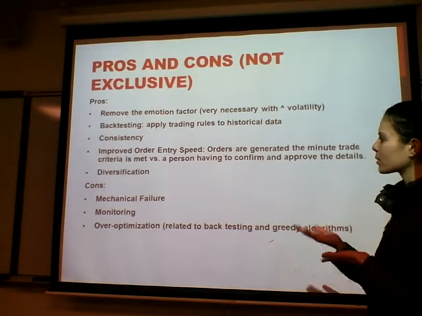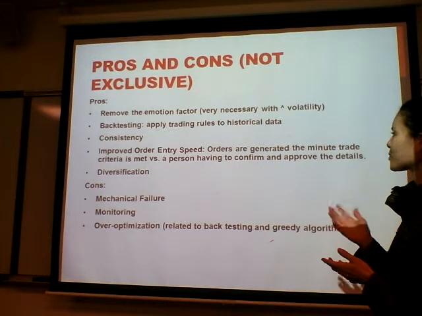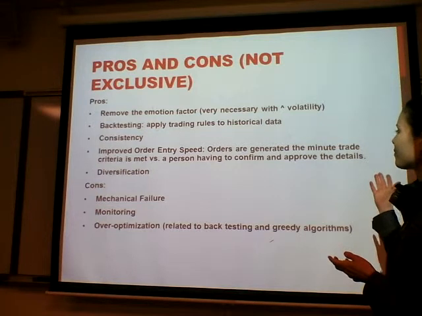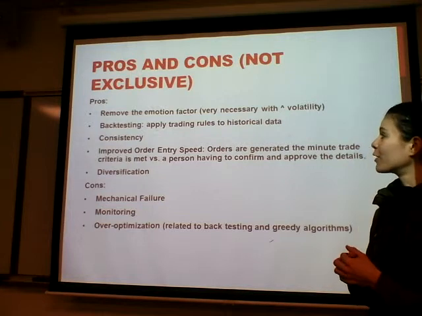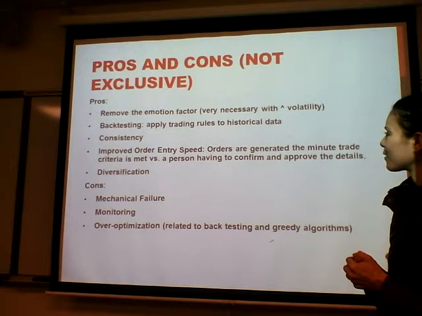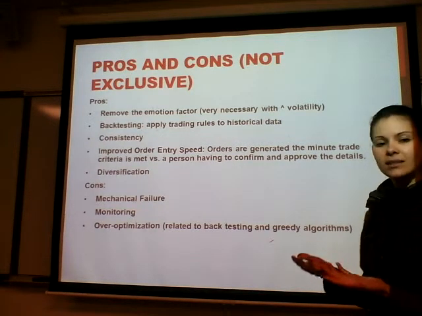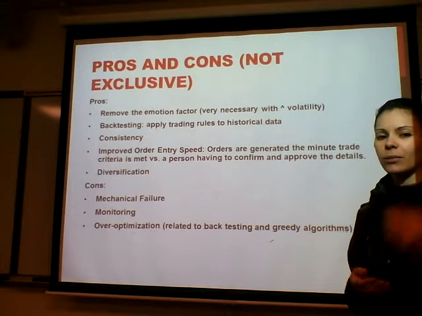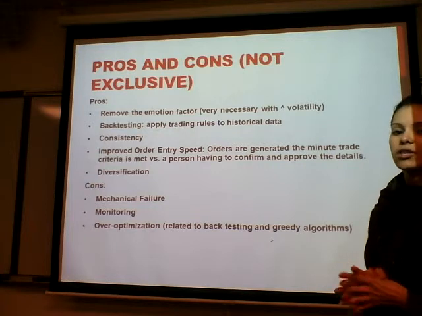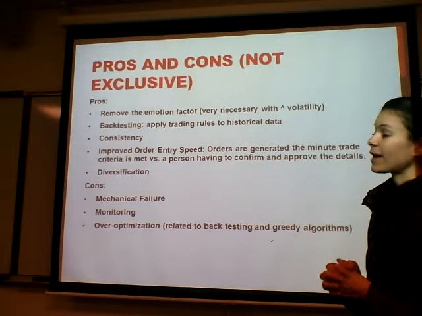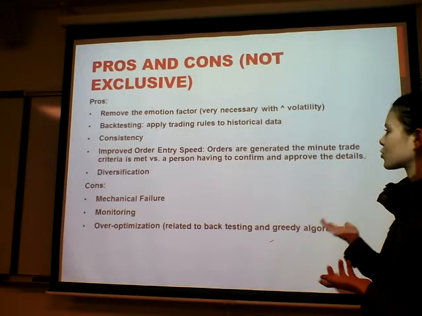So some pros and cons. The pros are very similar to the last slide, except you remove the emotion factor. So I thought this was really interesting, especially with times of high volatility. A model is not going to get greedy or scared or nervous, and so that takes out the human error effect. And back testing, you can apply trading rules to historical data. Consistency, your model doesn't do one thing one day and do one thing the next if you give it the same parameters. It will always process the same information according to the variables that you give it. Improved order entry speed, so orders are generated the minute trade criteria is met.